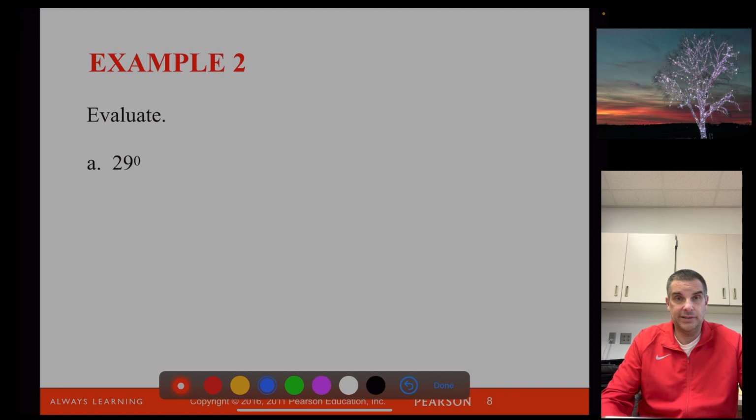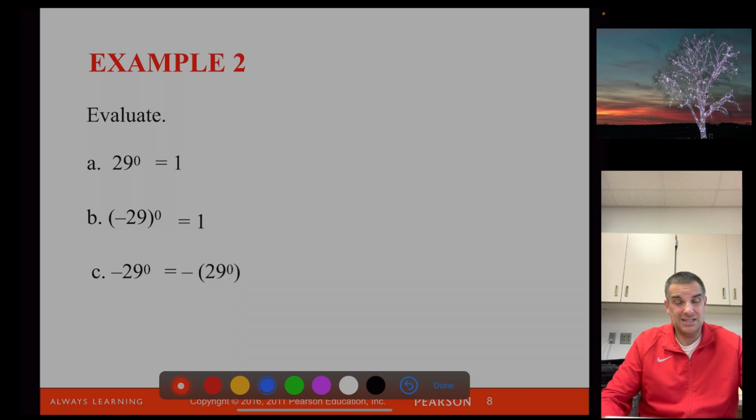Okay, keep that in mind. So evaluate 29 to the 0, 1. Negative 29 to the 0, 1. Now, this one you have to be a bit careful with, because the only thing being raised to the power in this one is the 29. So this is actually negative 1.